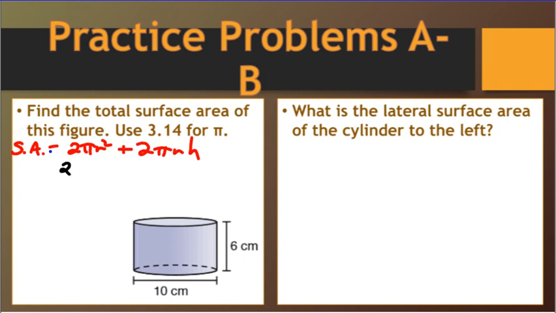We have 2, and they said to use 3.14 for pi, times the radius. The diameter is 10, so the radius has to be 5, squared, plus 2 times 3.14 times the radius, which is 5, times the height, which is 6.